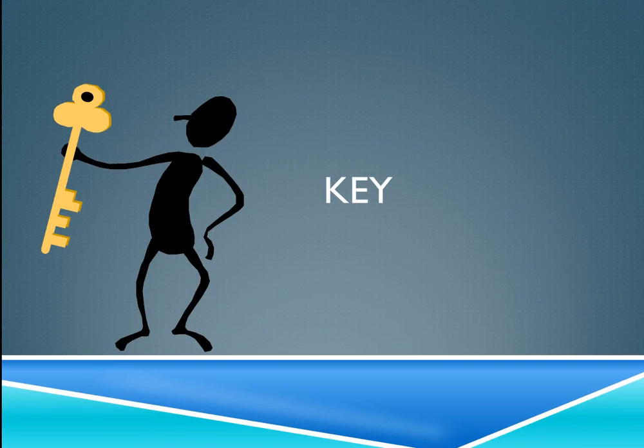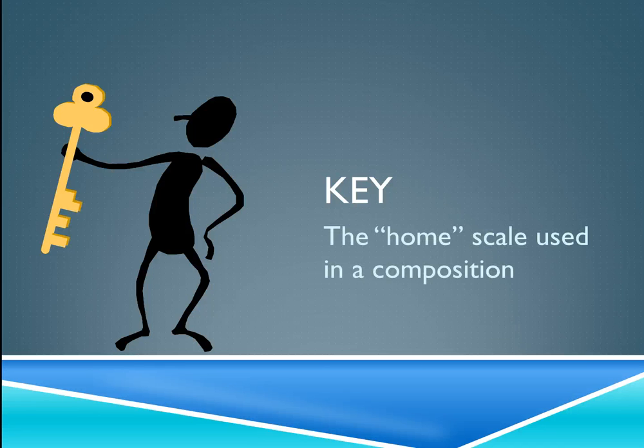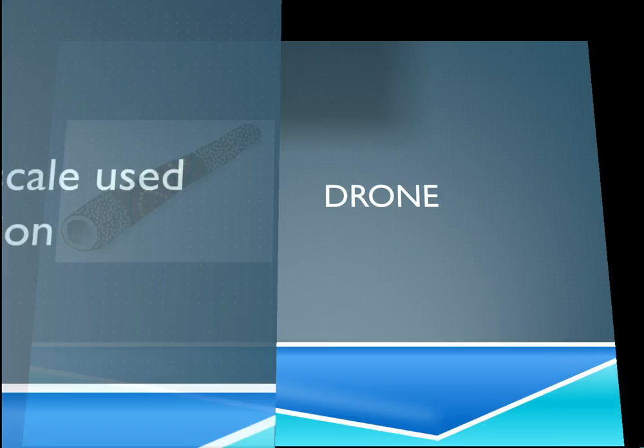Now a key is a certain thing that musicians refer to so that they can know what's going on. It's the home scale used in a composition. A musician might say that the song is in the key of C major or E flat major or A minor or D minor. It doesn't really matter what the key is, but it's an indication so we know as musicians what sort of notes and chords we can expect in that piece of music. So that's what the key is.